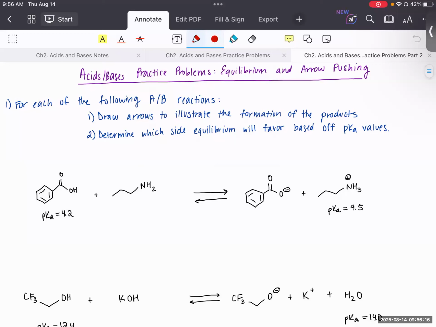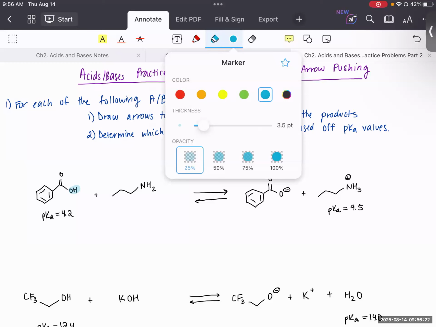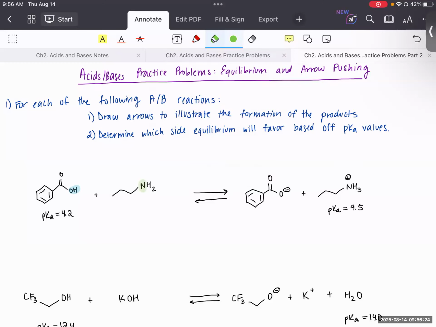For this first one, we can identify our acidic proton right here, circled in blue. And then we can also see that we have a basic site on this nitrogen right here, where we have a lone pair of electrons. And then we can also see that this hydrogen that was initially on the oxygen is now bonded to the nitrogen. And so to show that new bond formation, we want to draw an arrow from the nitrogen to the hydrogen. And then we also have that oxygen-hydrogen bond breaking, so we would draw an arrow from the bond between the oxygen and the hydrogen to the oxygen.